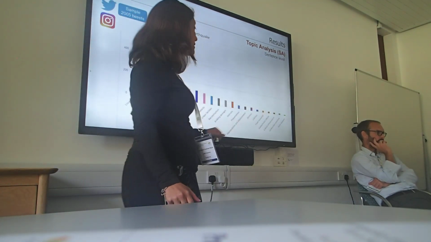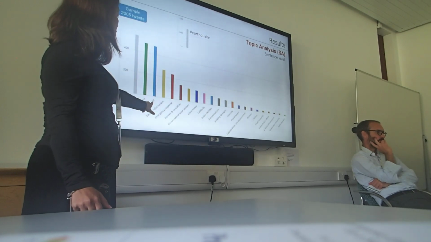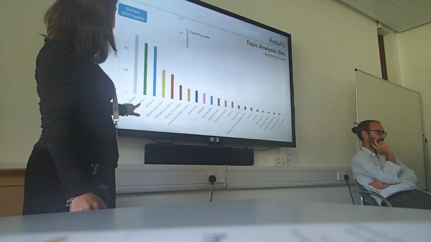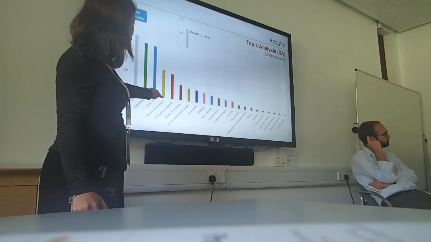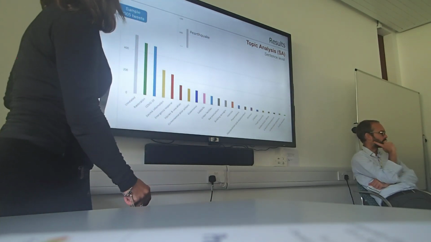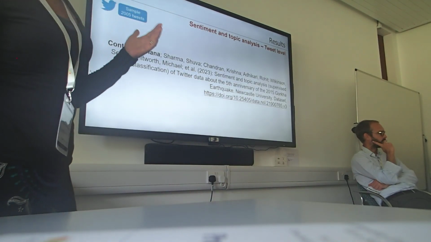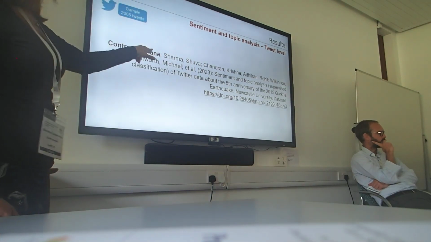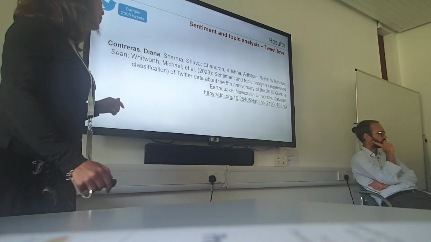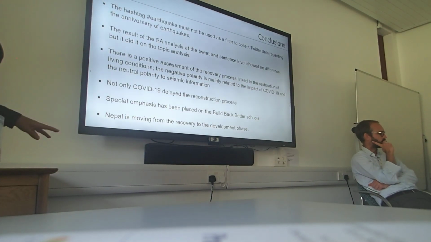If we go to the topic analysis at sentence level, you see that now we can extract more information about other topics. And again, COVID is one of the most frequent, but in second place, restoration is the main topic, followed by seismic information and emergency response. Now, if you want the classification at tweet level for sentiment and topic analysis, you can go to the data repository of Newcastle University and download it.